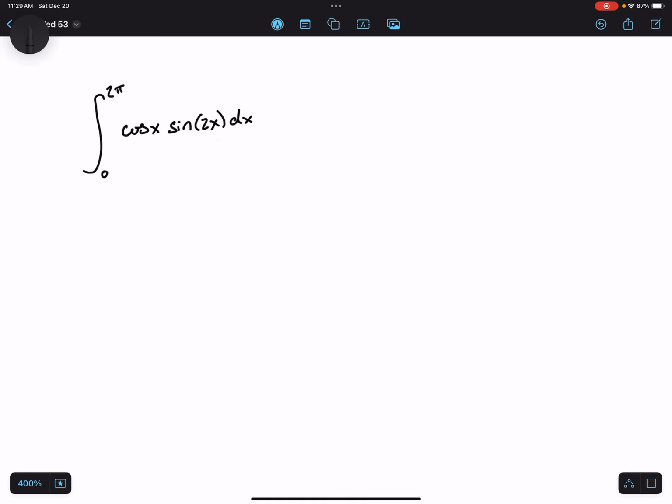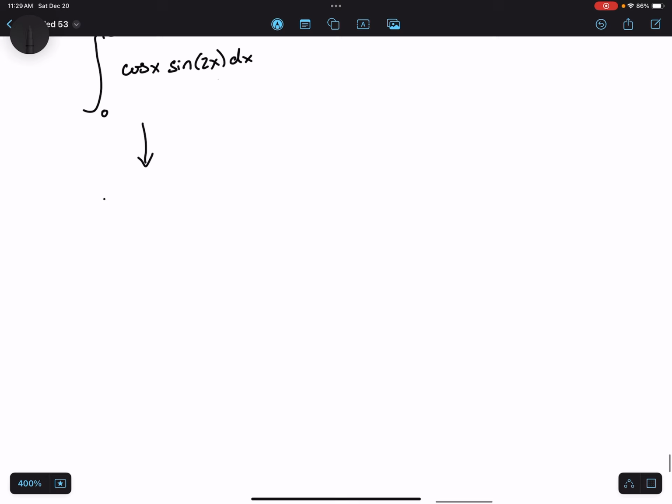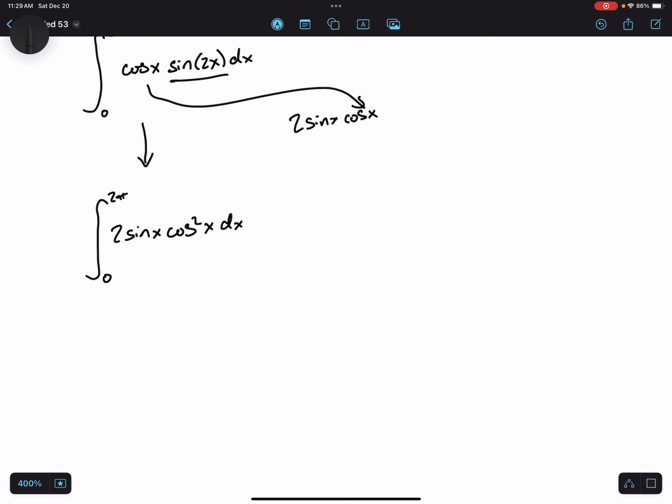Here we're given the integral of cosine x times sine 2x dx evaluated from 0 up to 2 pi. The first thing that we'll do to crack this one open is rewrite sine 2x, and we can rewrite that as the integral from 0 up to 2 pi of 2 sine x cosine squared x dx. What we did here is we rewrote sine 2x as 2 sine x cosine x, and then we multiplied by this additional cosine x here to make it squared.